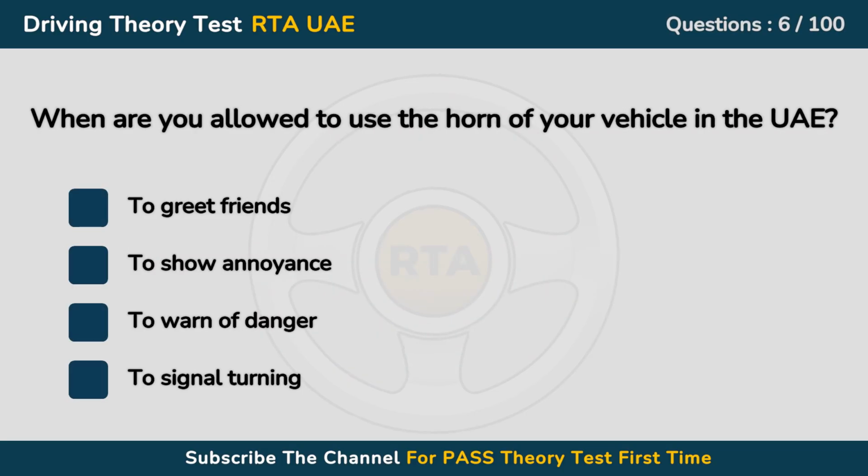Question 6. When are you allowed to use the horn of your vehicle? A. To greet friends. B. To show annoyance. C. To warn of danger. D. To signal turning.